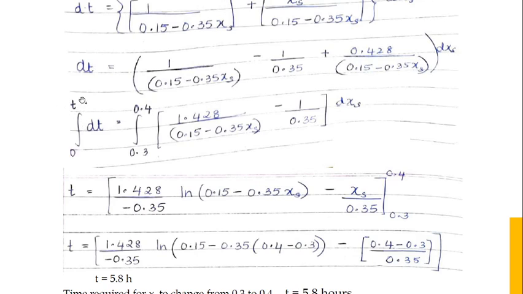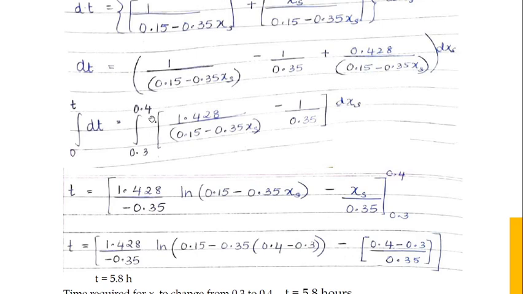I do not know the value of t, so I'll keep it as t, so 0 to t. At the beginning, when t was 0, the concentration in the still was xs, the original concentration. Let me say it as xs naught, xs at t equal to 0. That is 0.3. After some time, it will change to xs. You can replace it with the xs.